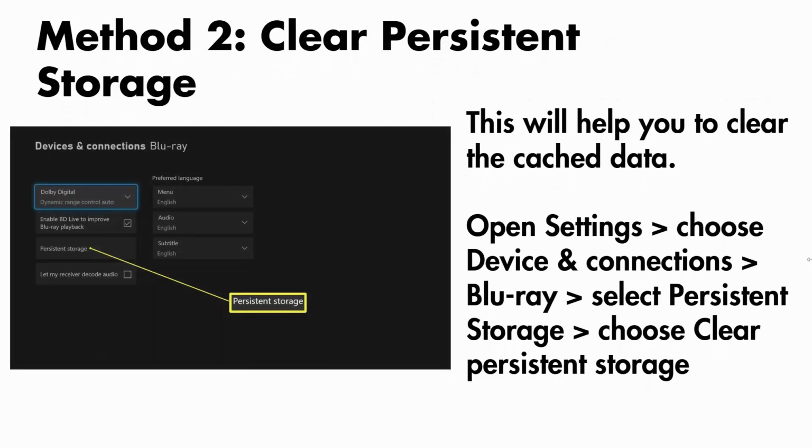If not, next solution is to clear persistent storage. This will help you to clear the cached data. For that, open settings and choose device and connections. Now click on Blu-ray, then select persistent storage, then select clear persistent storage.